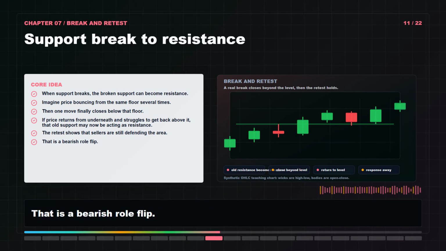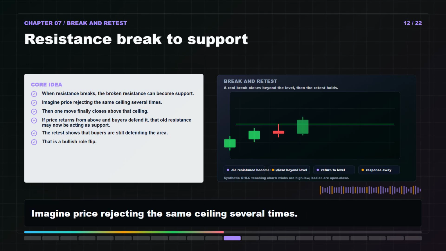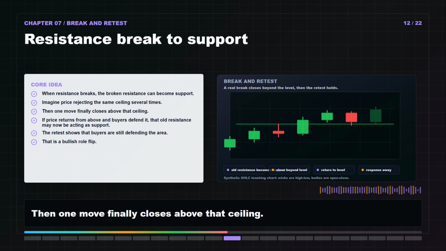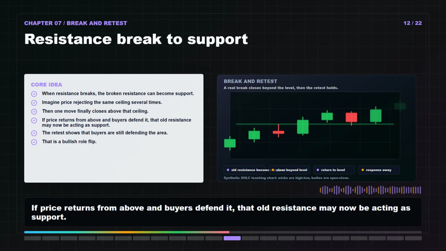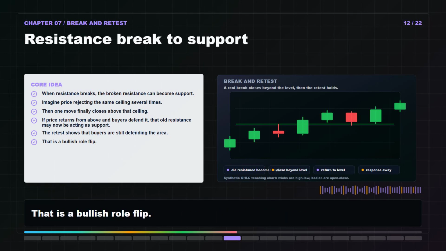That is a bearish role flip. When resistance breaks, the broken resistance can become support. Imagine price rejecting the same ceiling several times. Then one move finally closes above that ceiling. If price returns from above and buyers defend it, that old resistance may now be acting as support. The retest shows that buyers are still defending the area. That is a bullish role flip.